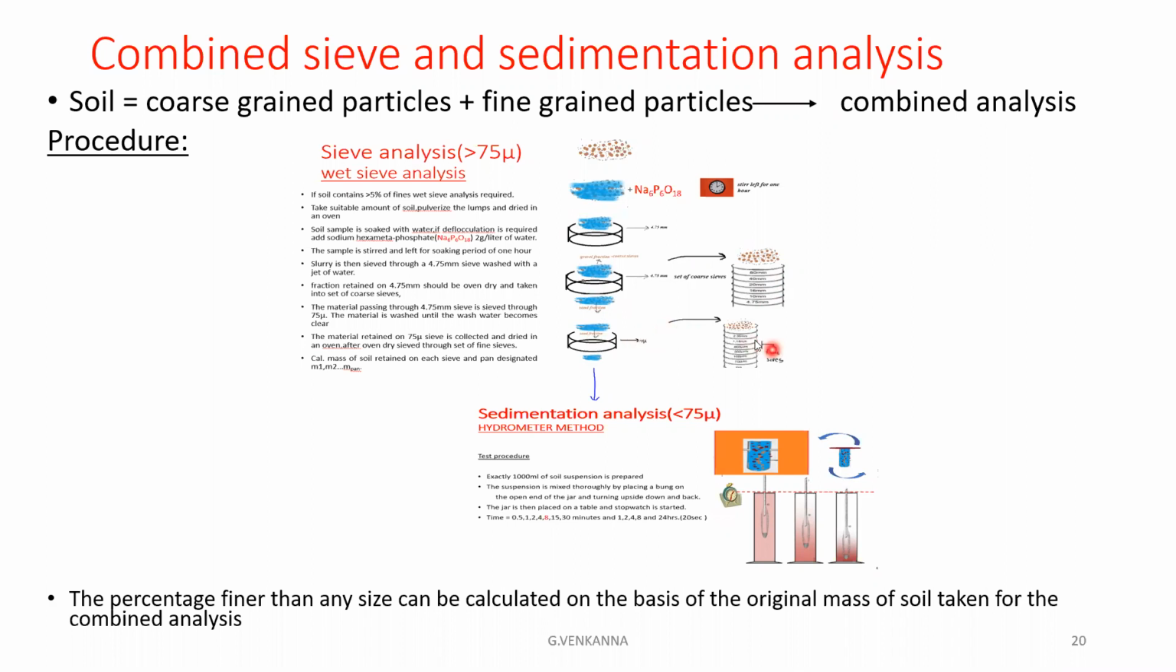Whatever is retained on the 75 micron sieve is oven dried before going through the set of fine sieves. Whatever material is still passing through the 75 micron sieve, we take to sedimentation analysis. We add the dispersion solution, and we prepare 1000 ml of soil suspension. After the soil suspension preparation, we go for the pipette method or the hydrometer method, whichever method you are taking. Like this way we can find the particle size analysis.